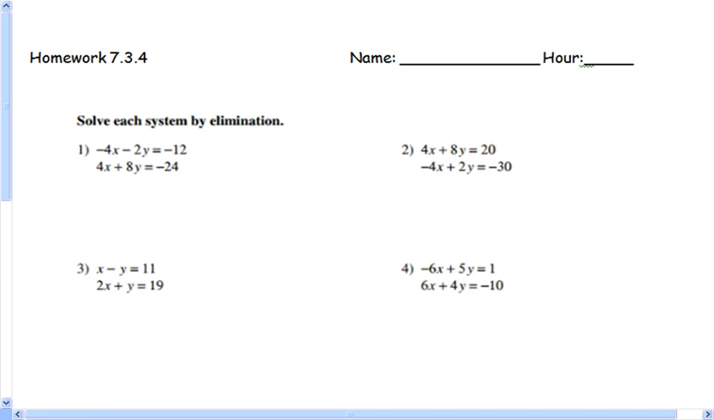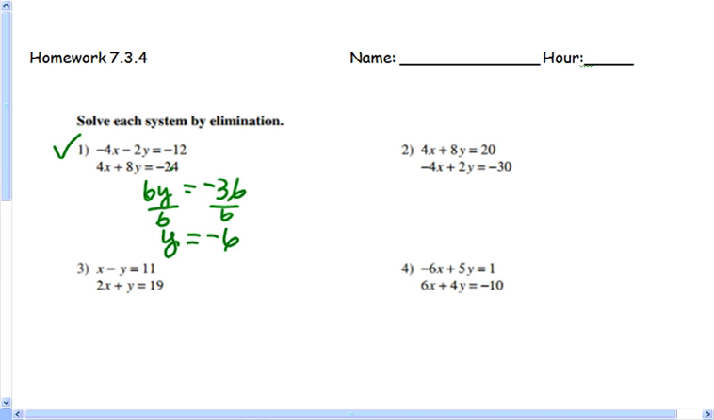All right, so think about these first 2 equations here. One thing you might notice about them is that we have negative 4x and 4x. So think about what would happen if I added those together. I would get 0x plus 6y, because negative 2 plus 8 is 6, and negative 12 plus negative 24 is negative 36. Well, 0x is just 0, so x is eliminated, and I now just have 6y is equal to negative 36. Divide both sides by 6, and I get y is equal to negative 6.